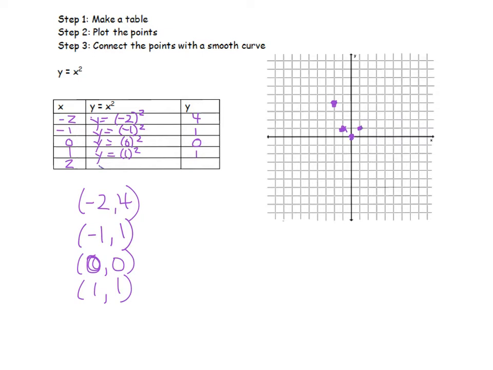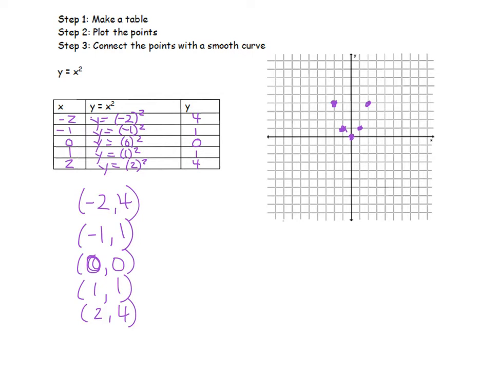And the last one, we're going to put a 2 in. So y equals 2 squared. 2 squared is 2 times 2, which is 4. So our last point that we're going to plot is (2, 4). 2 on the x-axis, 4 on the y-axis will give us this point right here.